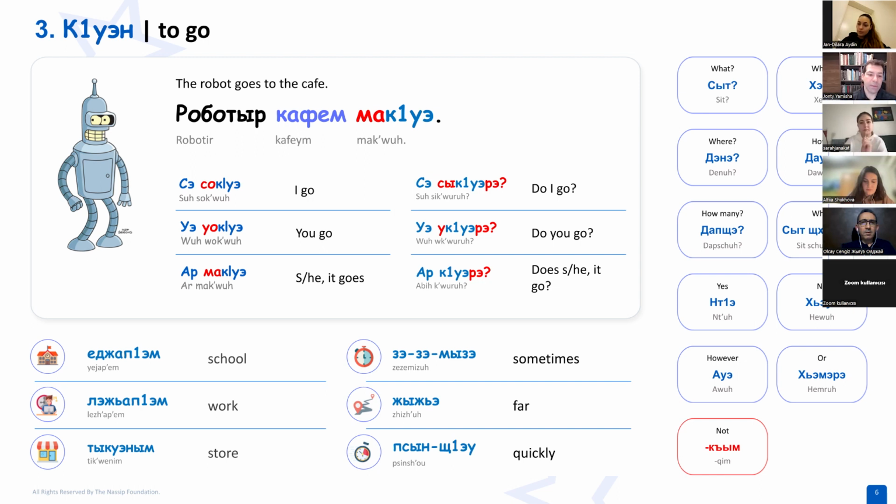When we add "a" to the end of anything, it means a place, okay? So a school is yajapa. It's a place of study, okay?